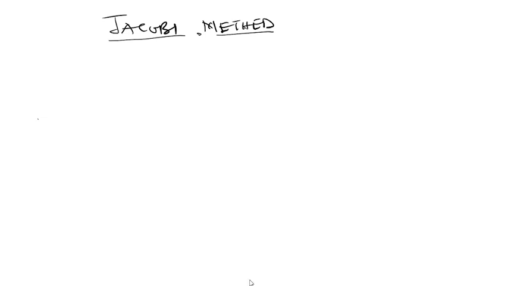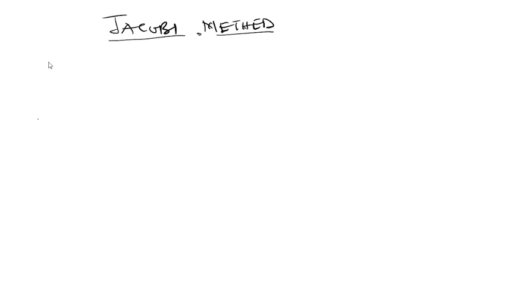In this video, we're going to talk about the Jacobi method for solving systems of linear equations. This is one of the iterative methods for solving a system of linear equations. We have the Jacobi method, the Gauss-Seidel method, and the successive over-relaxation method, of which in this video we are going to talk about the Jacobi method.